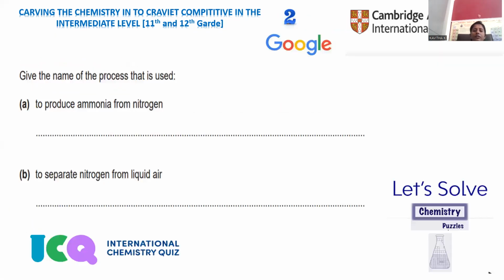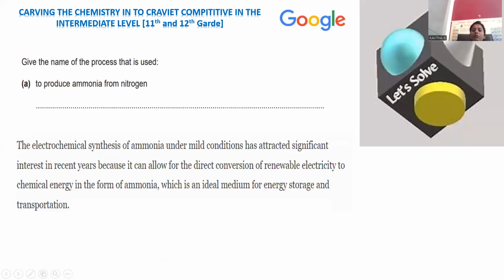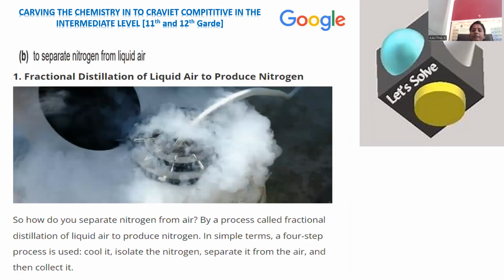So by this, question number 2 is completed. Produce ammonia from nitrogen and separate the nitrogen from air. Both the questions, I think, are properly answered. Move on to question number 3.